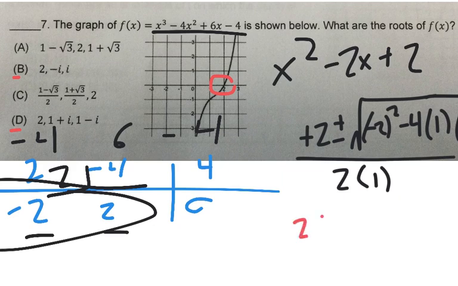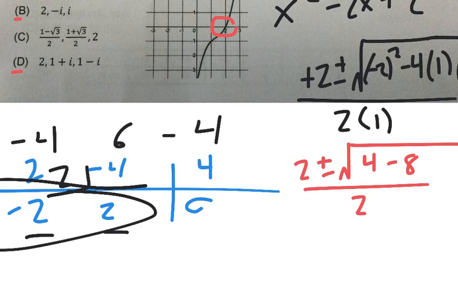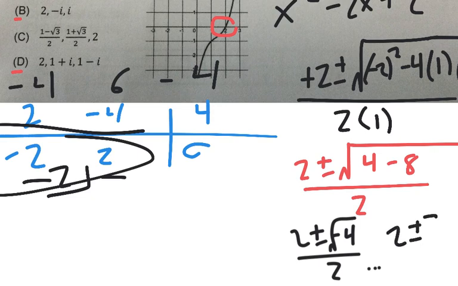And so this is 2 plus or minus the square root of 4 minus 8 over 2. Everybody's okay with me to here? I just had to square and multiply. Okay, and then 4 minus 8 is negative 4. So I've got the square root of negative 4 over 2. Well, the square root of negative 4 is 2i. 2 plus or minus 2i over 2.